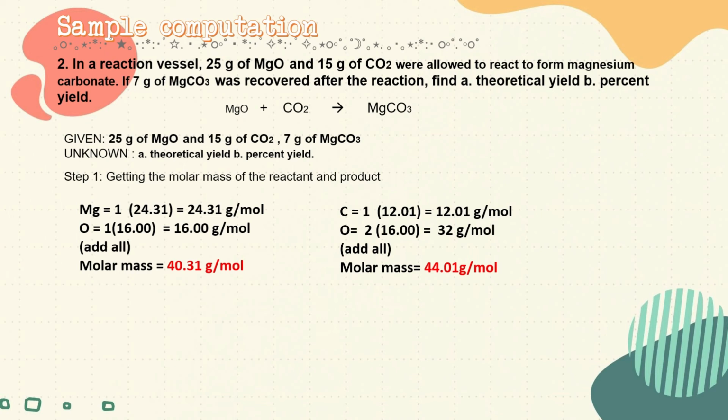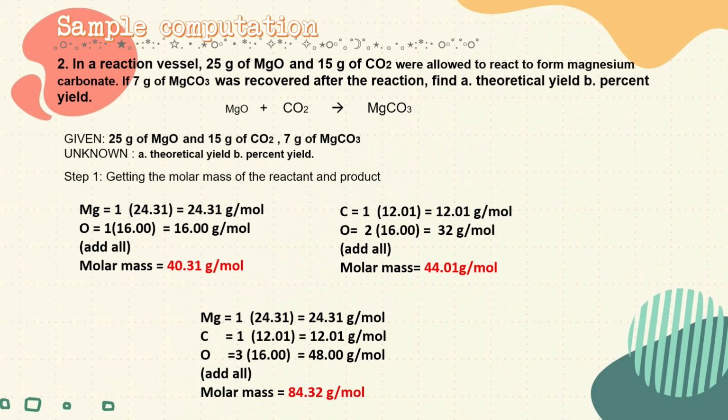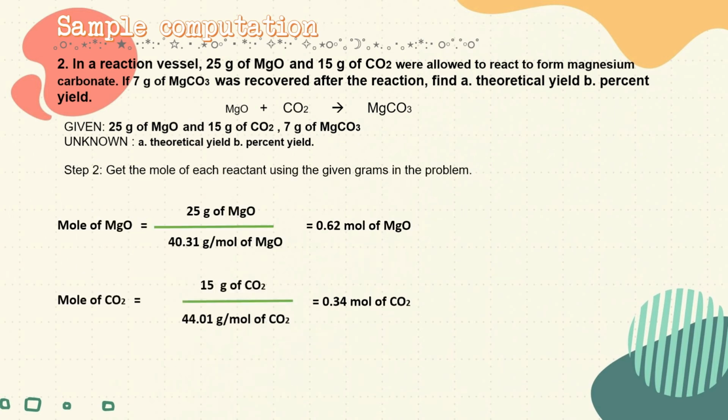So, first step natin is to get the molar masses. We have the molar mass for magnesium oxide, 40.31 gram per mole. For carbon dioxide, we have 44.01 gram per mole. And for magnesium carbonate, 84.32 gram per mole. Ganun pa rin po yung step natin. So, step 2 is get the mole of each reactant using the given grams.